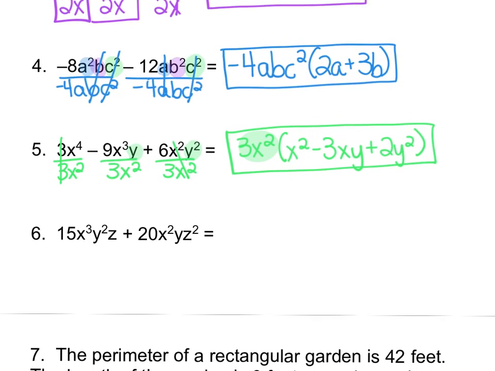All right, so last one on the first page. What do 15 and 20 have in common? They have a 5 in common. What do x squared, or x to the third and x squared have in common? They have 2 x's in common. So x squared. What do y squared and y have in common? Just a single y. We go with the lowest. And then finally, what do z and z squared have in common? They have just a single z in common. So that is going to be my GCF, and that's going to be what I divide everything by.